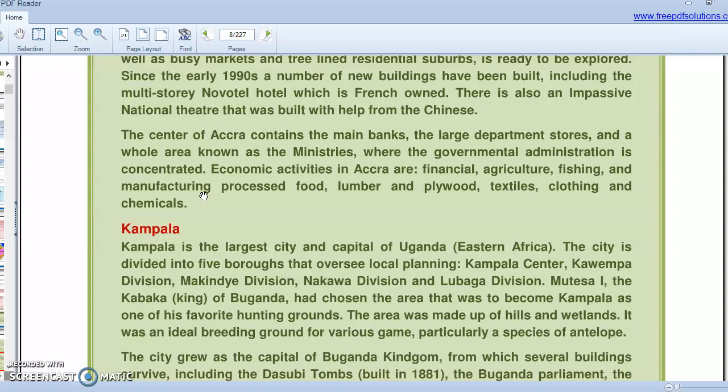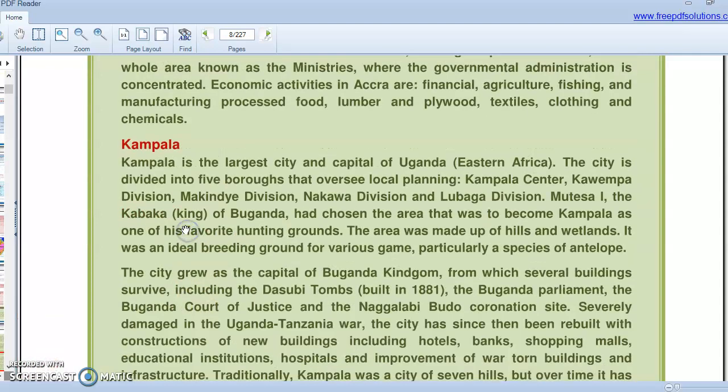Now we're going to be discussing Kampala. It's the largest city and the capital city of Uganda in Eastern Africa. The city is divided into 5 regions that oversee local planning. These regions are Kampala Center, Kawempa Division, Makindye Division, Nakawa Division, and Lubaga Division.